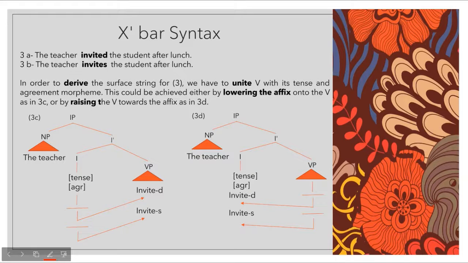Okay, so let's see these two examples again. 3a, the teacher invited the student after lunch. So this is the surface structure. Okay, the teacher invites the student after lunch. So this is the surface or the S structure. In order to derive the surface string for 3, we have to unite V with its tense and agreement morphemes.